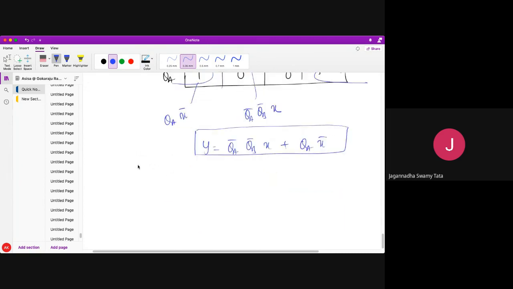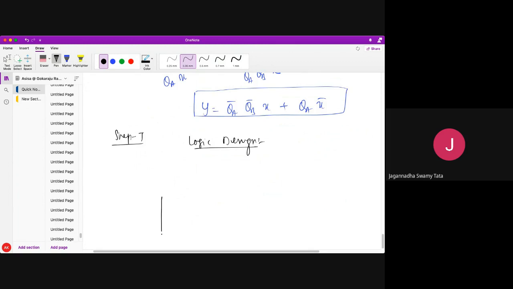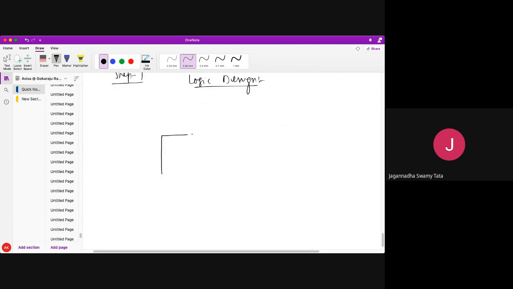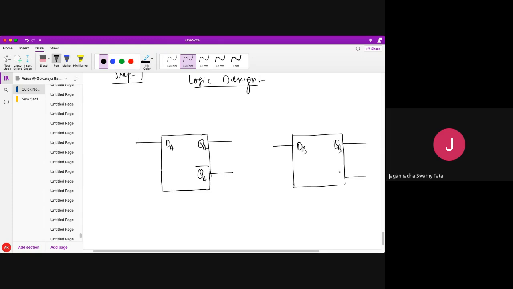Okay, now the last step, step 7. Step 7 is what? You have to design the logic diagram. Okay, logic design you have to do. So first of all, I have told you how many flip-flops you require. You require 2 D flip-flops, which I am going to draw here. One D flip-flop has DA, QA, and QA bar. Next, another D flip-flop has DB, QB, QB bar.